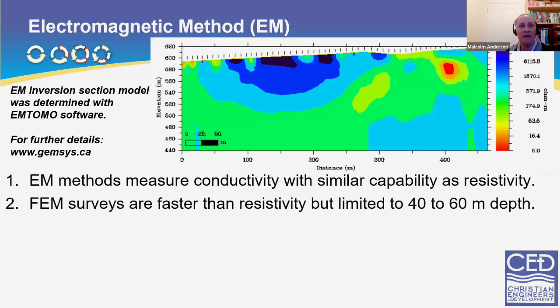Now, there are a number of different EM methods, and they measure to different depths, and have benefits and disbenefits. So the first kind of electromagnetic method are the frequency domain electromagnetic methods, or FEM surveys. And these methods can measure resistivity down to 40 to 60 meters depth.